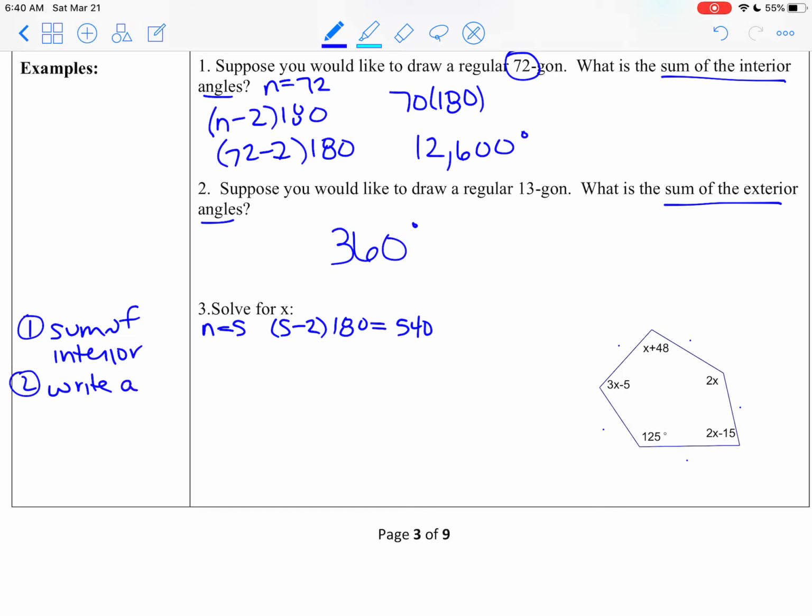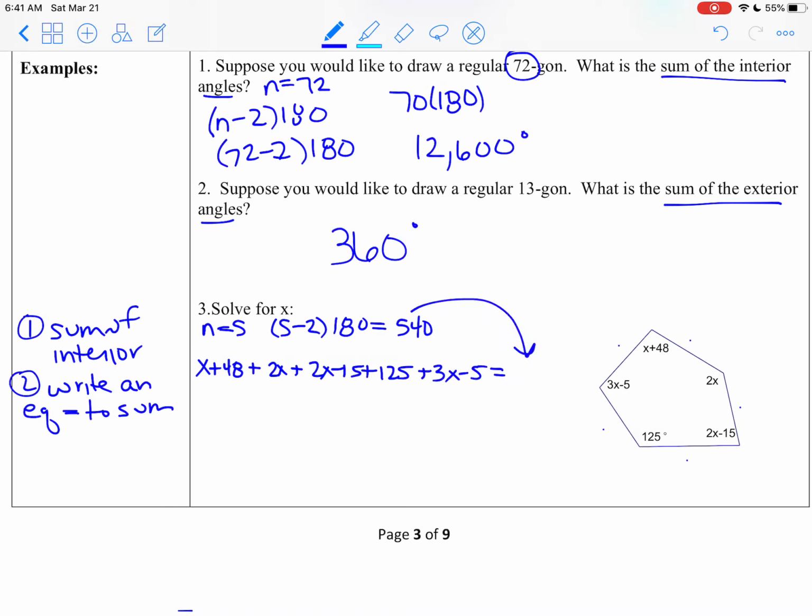Step 2 is to write an equation equal to the sum. So I'm going to take each of those angles and work around clockwise, and I'm going to say x plus 48 plus 2x plus 2x minus 15 plus 125 plus 3x minus 5 equals, and that's where the sum comes in. All those are the angles on the inside, and now we add them up.